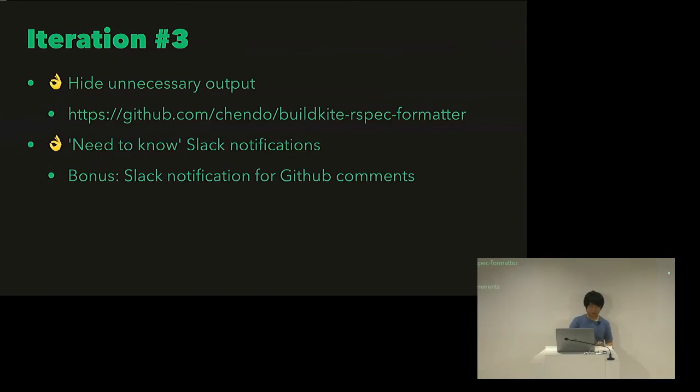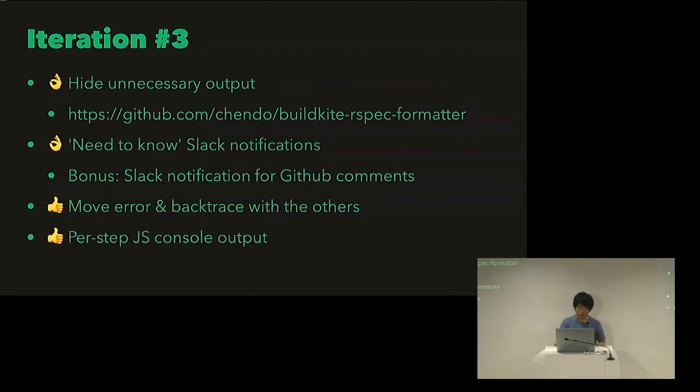We built a Slack bot that gives you need-to-know notifications. I'll show you what this looks like in a second, but this will effectively ping you through a DM on Slack about your build, or also GitHub comments and stuff, because that was a bonus side effect of doing that. We moved the error and backtrace in with the other output, so it's easier to grok what happened. And we also added per-step JS console output, which I'll also show you.